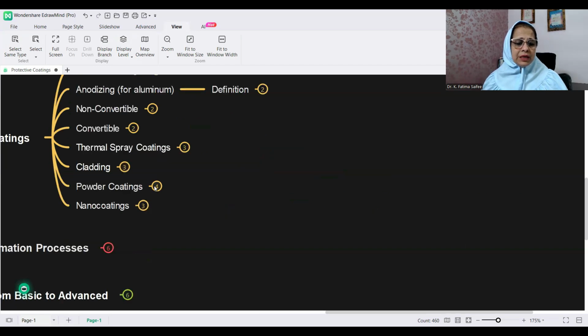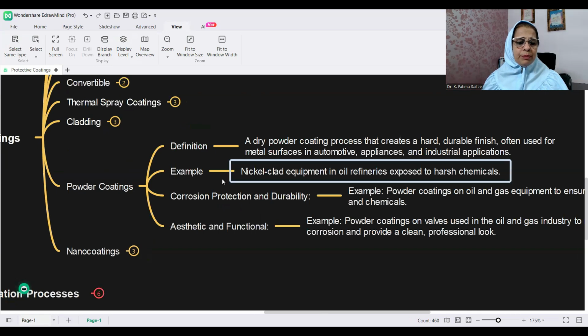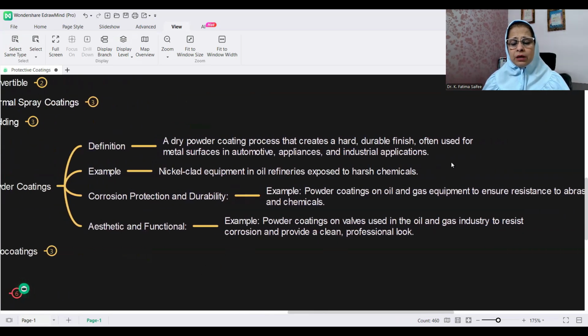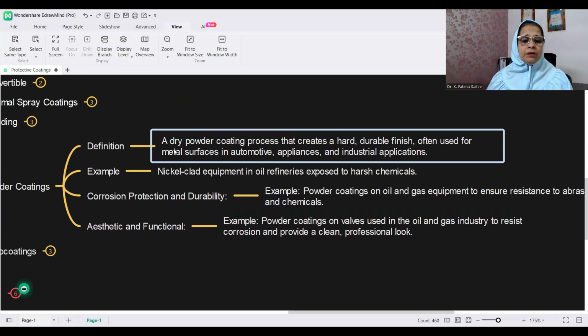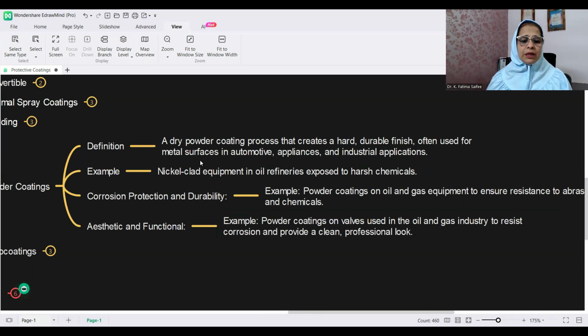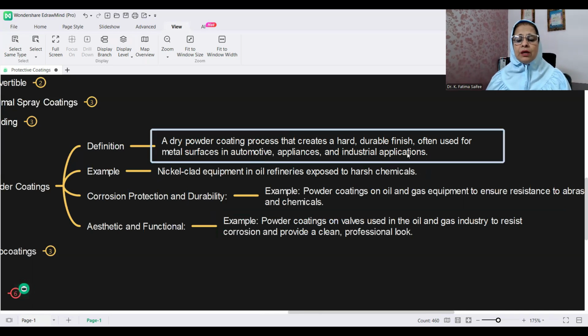Second last is powder coating. Powder coating is something we can normally see everywhere. We normally use it in many offices and commercial complexes; if you find some furniture, all these things have powder coating. Furniture like that is very expensive. It is a dry powder coating process that creates a hard, durable finish, often used for metal surfaces in automotive, appliances, and industrial applications.